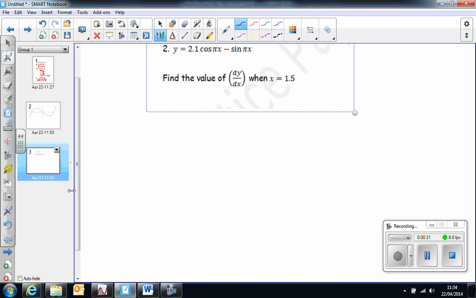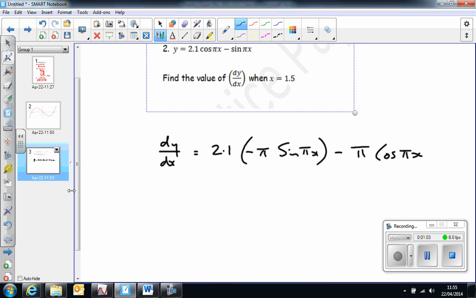First of all, if we look at our table of standard differentials, we see the differential of cos is minus sine. So the differential dy by dx is going to equal 2.1 times minus pi sine pi x, because the pi comes out. Using the standard differentials, sine becomes cos, so minus sine becomes minus cos. Again, the pi comes out, cos pi x. Tidying up.